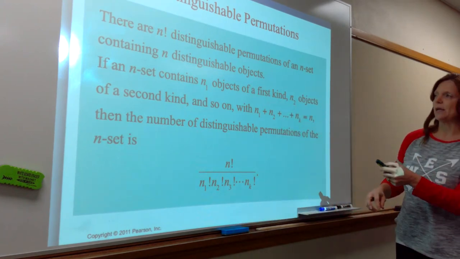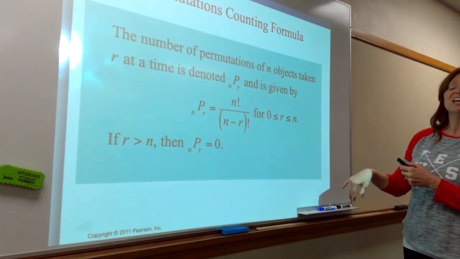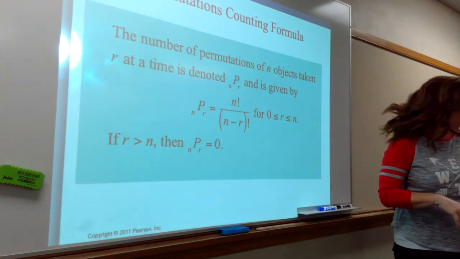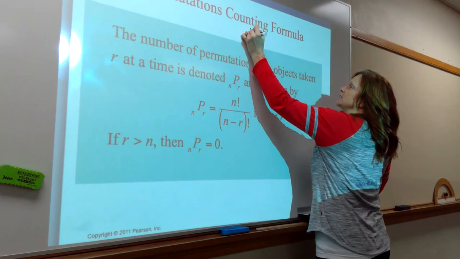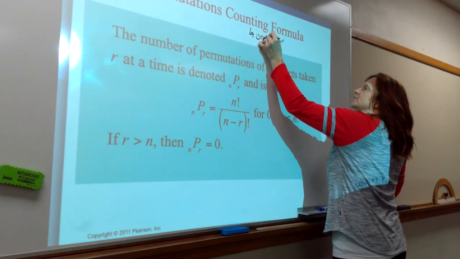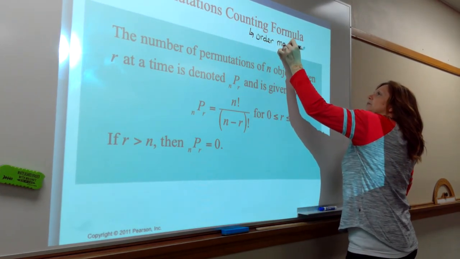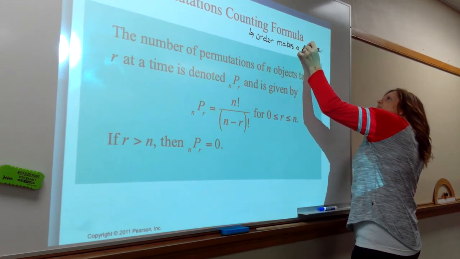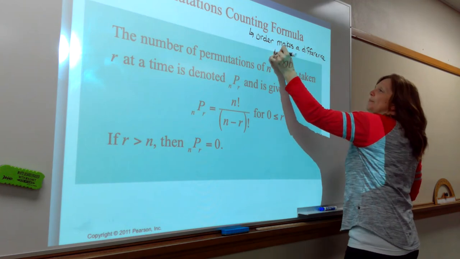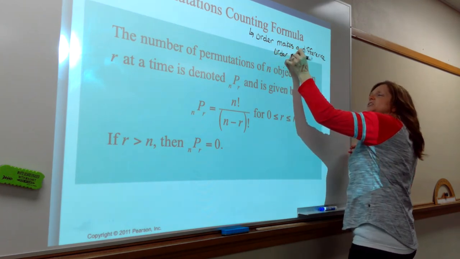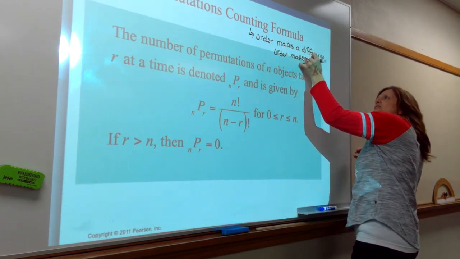All right, what else do we got? Permutations and combinations, the last 2 ideas. So permutations are if you're ordering objects and the order makes a difference. Order matters is another way that you'll hear people say that.